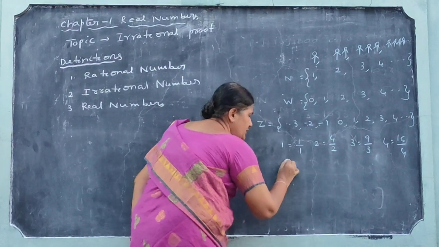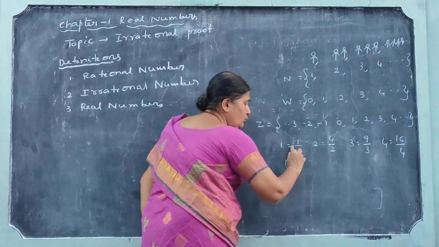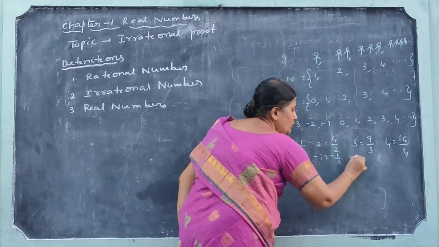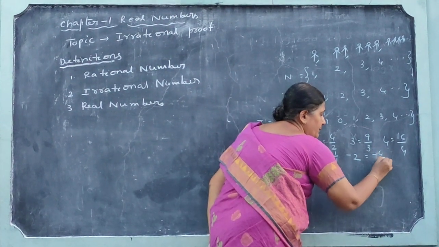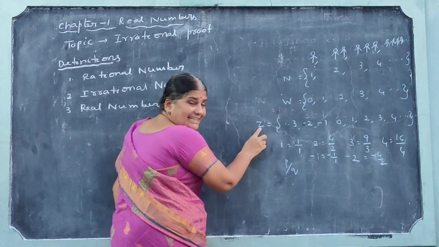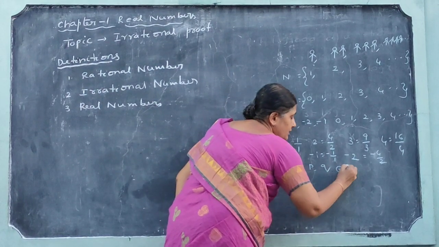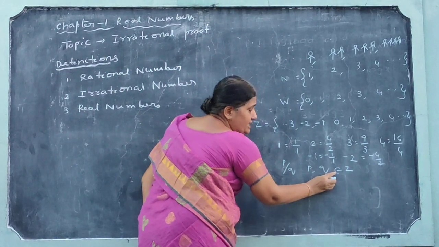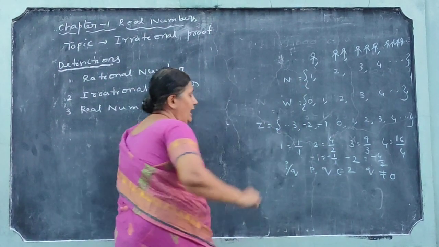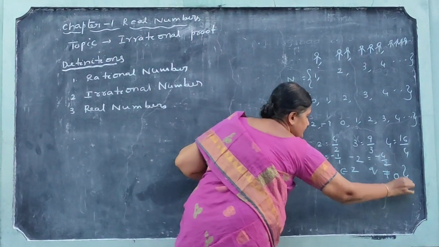P, Q. Numbers which are in the form of P by Q. 1, 2, 3. Not only 1. How to write minus 1? Minus 1 by 1. How to write minus 2? Minus 4 by minus 2. So negative numbers, positive numbers are called what you told? Integers. That's why P by Q, where P, Q belong to Z, where Q is not equal to 0, are called rational numbers. It is represented by the letter Q.